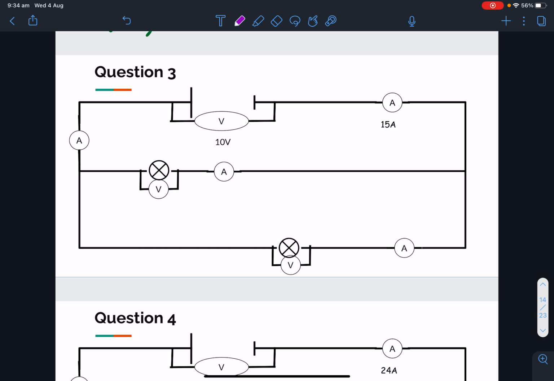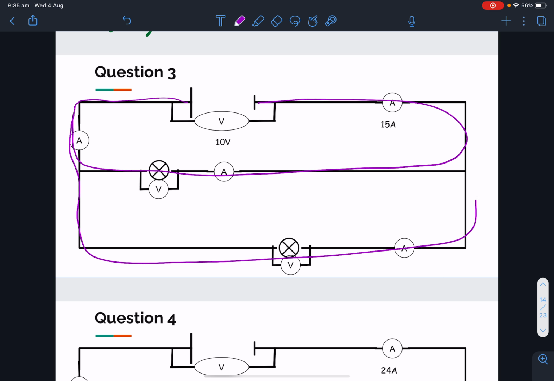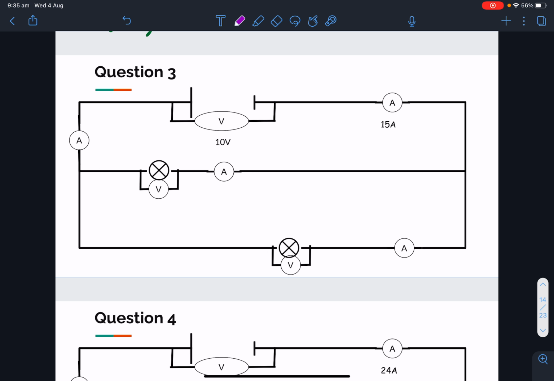Okay, it's parallel, and I can see that immediately because we've got one loop through back to the battery or power pack, and we've got a second loop through and back to the pack. So we've got a parallel circuit. All right, I might just get rid of those squiggles. So we've got it parallel, so current is shared between the loops, and voltage is constant in each loop.